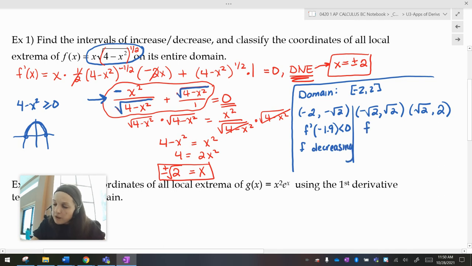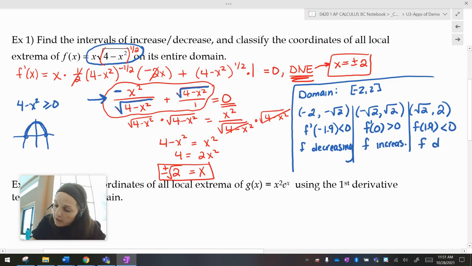Oh, thank heavens. From negative root 2 to positive root 2, we should test f prime at 0. So that's going to be 0 over root 4 plus the square root of 4. That's positive. So f is increasing. And from root 2 to 2, I can test 1.9, which, since all my x's are squared, acts just like negative 1.9. So that's going to be less than 0, and f is decreasing.